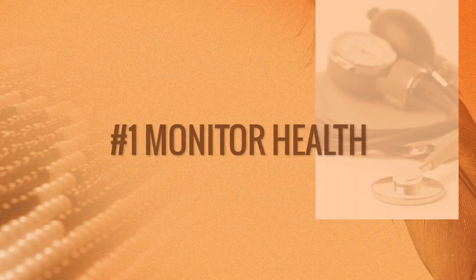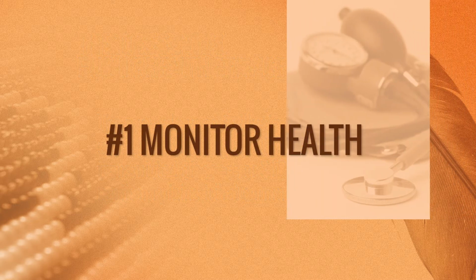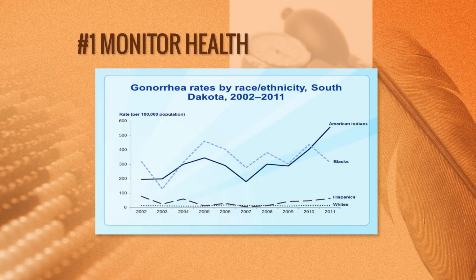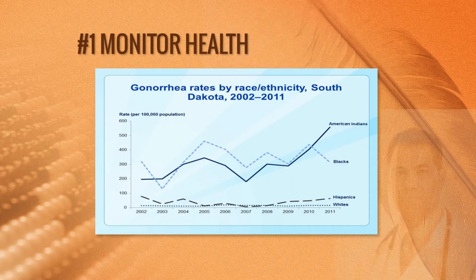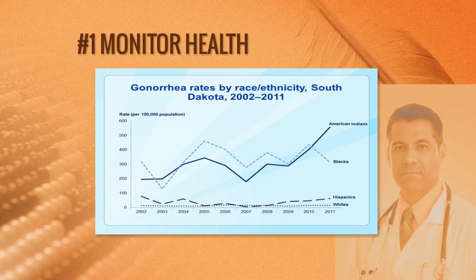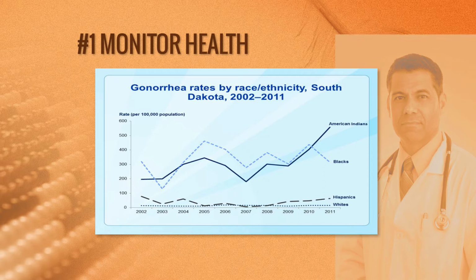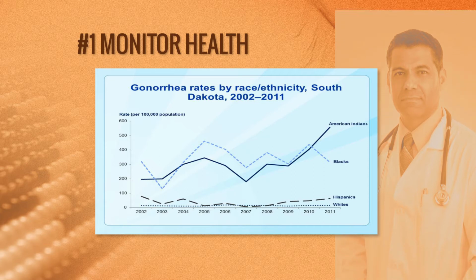The first service is to monitor health status and to identify and solve community health problems. IHS and tribal health providers report infectious diseases to state health departments. State health departments then provide this information to community leaders to help them monitor and assess community health.